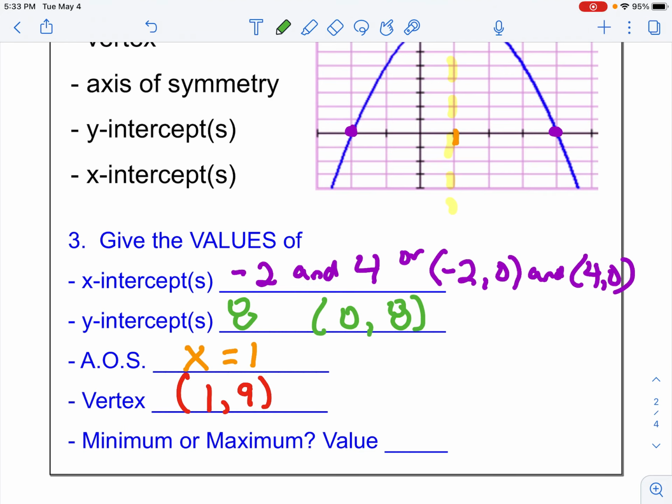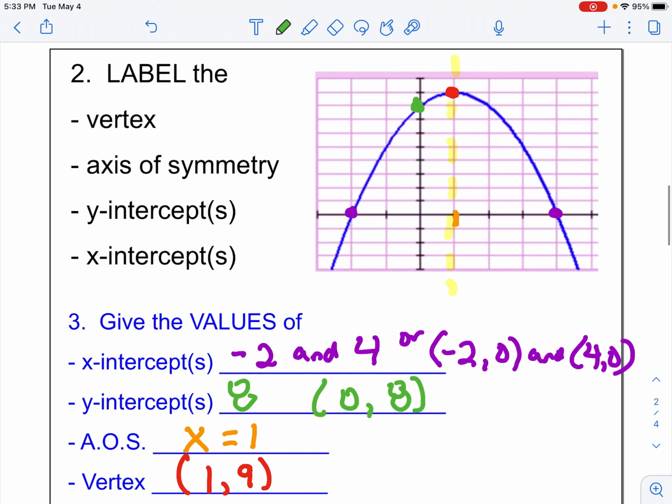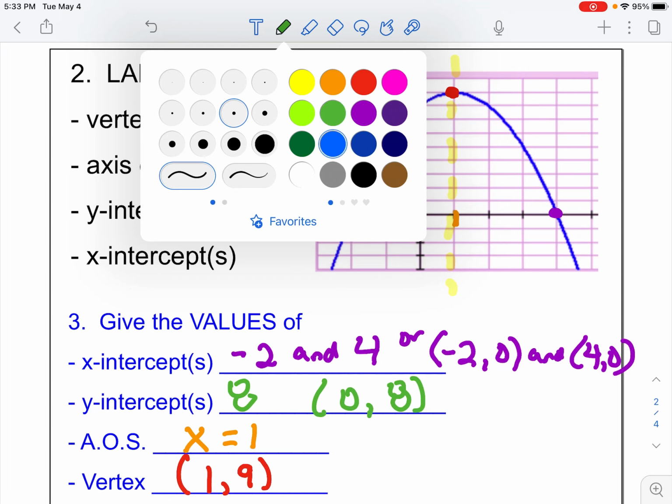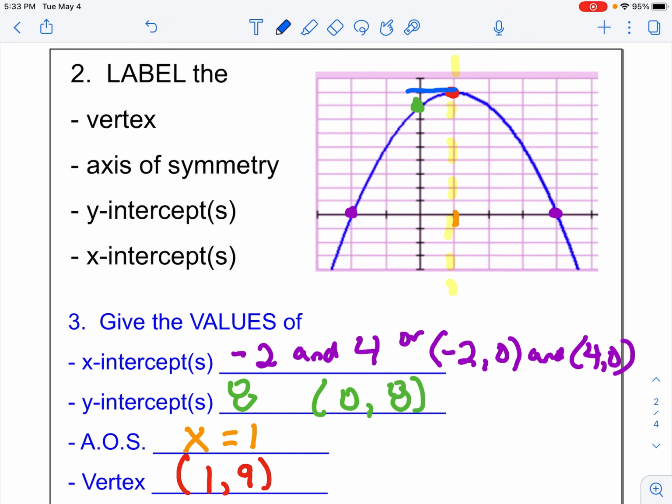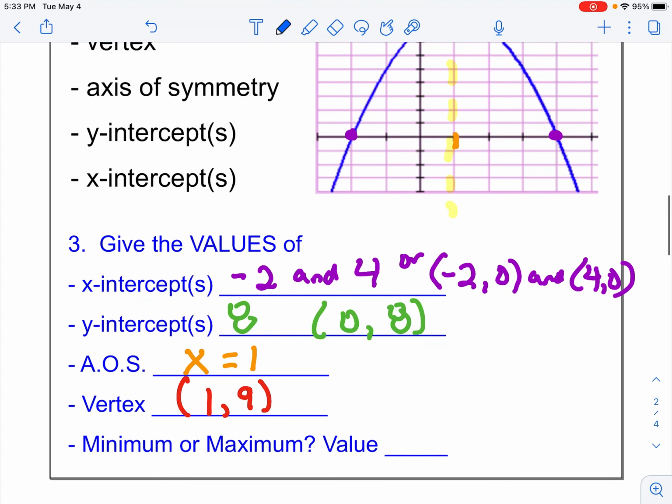Is it a minimum or a maximum? Well, your graph never goes above this point right here. And so that is the maximum value. What is that value? It is 8.